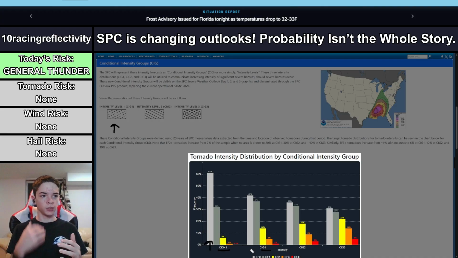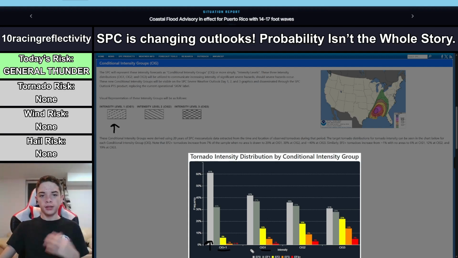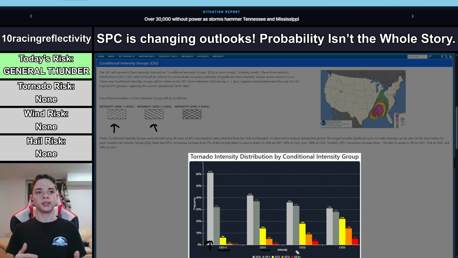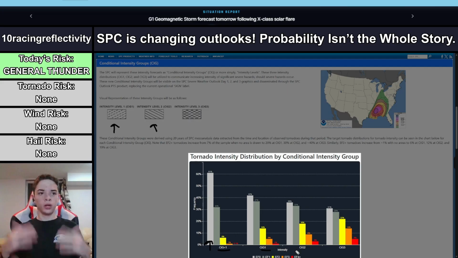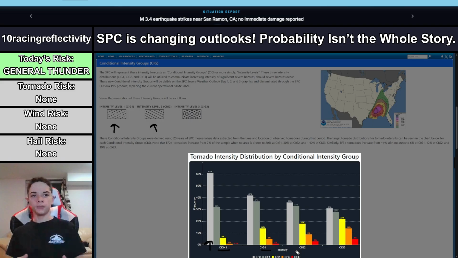You've got EF3 jumping from 1 to 5, and EF4 has made a bit of a jump from 0.1 up to a full 1%. Next up, CIG2, as shown by this hatching here, has the EF0 once again decreasing, but you also have EF1 decreasing this time. Here you've also got EF2, EF3, EF4 plus all rising up again. You've got EF2 going from 14 to 18%, EF3 making a jump from 5 to 9%, and EF4 making a good jump up 2% up to 3%.